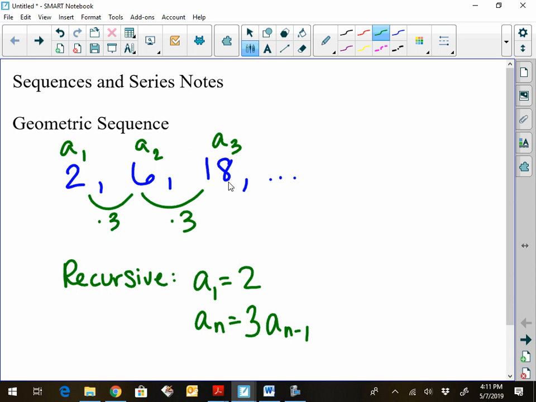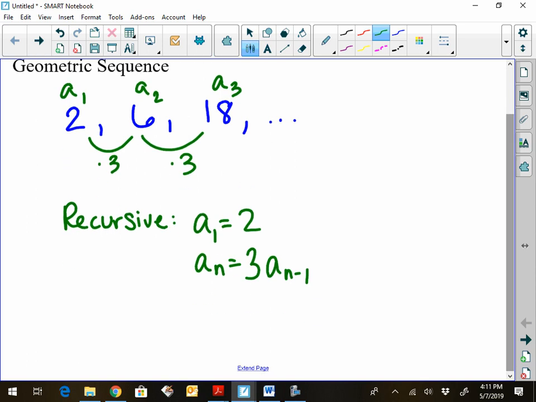Now, I could use the recursive formula to figure out the upcoming terms in my sequence. But I might also want to figure out, well, what is the explicit formula so I could figure out the 400th term or something like that. So let's look at this and try to figure out our explicit formula.